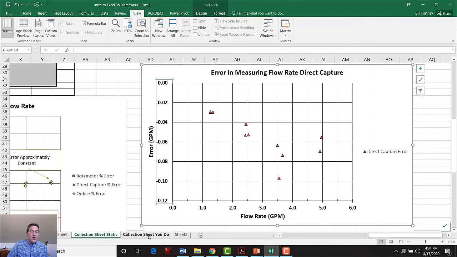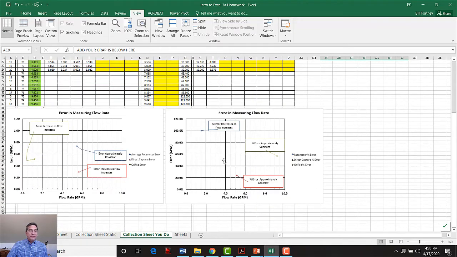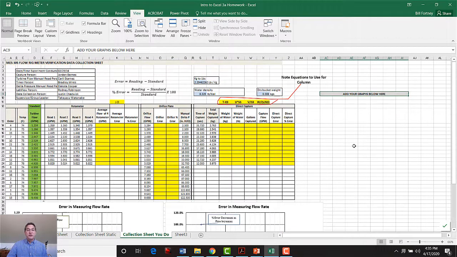So what you're going to want to do is go into this sheet, add the equations, and then add a graph for the rotometer error, the orifice error, and the direct capture error. And like I said, I left these graphs in there, so as you start to add your equations, these will populate just so you can see them. Okay, good luck, and this will just let you practice all the things that you've learned about Excel and begin to get comfortable.